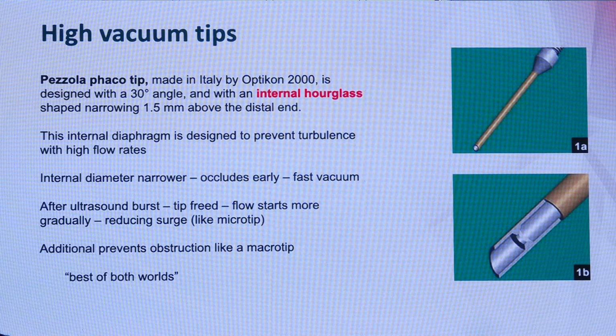Then other kinds of tips are the high vacuum tips, the Bezola tip. Here the main function comes from this occlusion in the center. It's a slight internal occlusion. It gives an early occlusion and faster vacuum. There is narrowing of the tip in the inner diameter. So you get the best of both worlds, early occlusion as well as less surge. It's in an hourglass pattern.